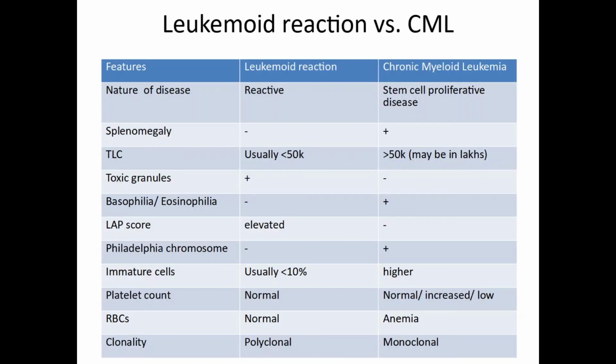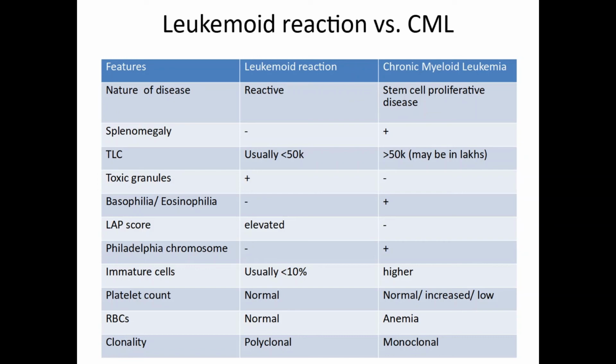Now we know that this leukemoid reaction resembles leukemia. Specifically, this myeloid leukemoid reaction mimics chronic myeloid leukemia or CML. So we should be learning what are the differentiating features between a leukemoid reaction and chronic myeloid leukemia. So that is what this table is about. Leukemoid reaction in nature is a reactive entity to various insults, whereas chronic myeloid leukemia is a stem cell proliferation disease, that is a malignancy.